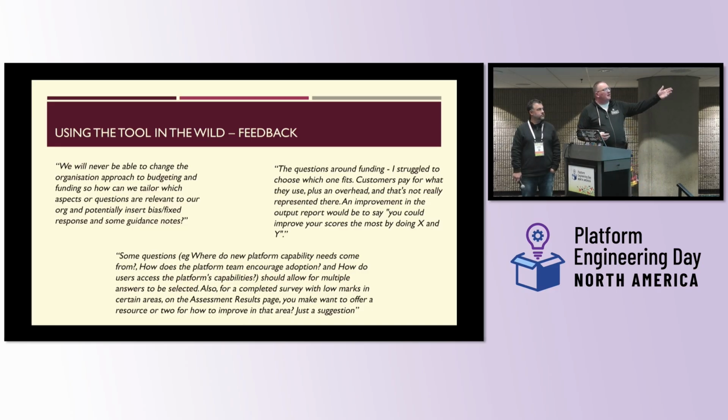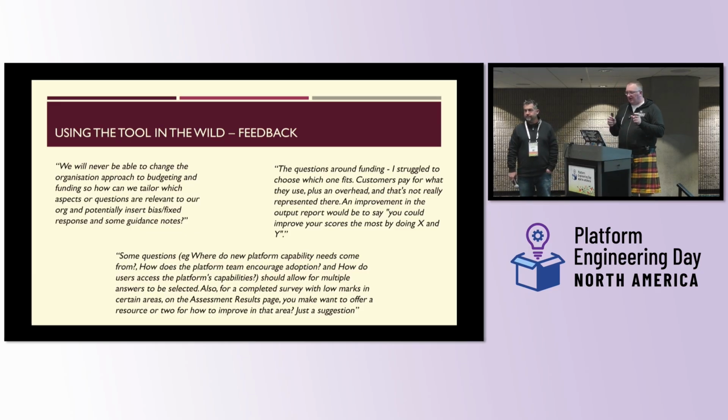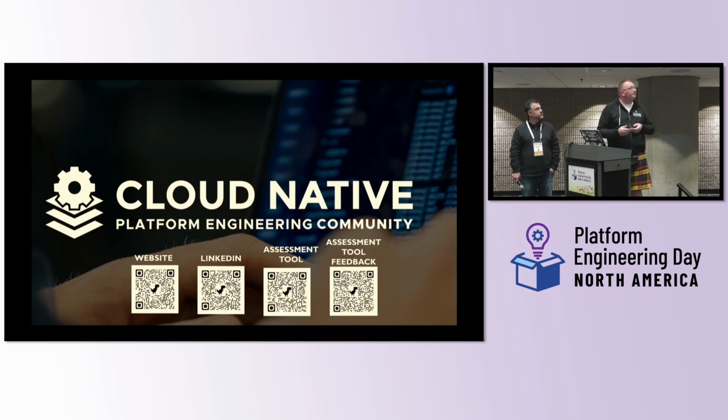And then the third one was, where do new platform capability needs come from, right? How does the platform team encourage adoption? How do users access the platform's capabilities? You should allow multiple selections there. So right now we're very binary on that. I think one of Kieran's points as well, my colleague in the audience, was that sometimes the answers can be between like 1 and 2 or 3 and 4. How do you choose that? And we're very rigid at the moment in the model. So these are all things that we'll take on board and think about in V2. So as I said, ton of QR codes, right?